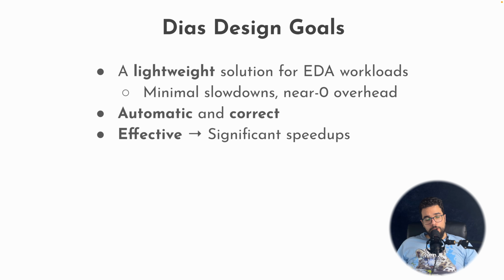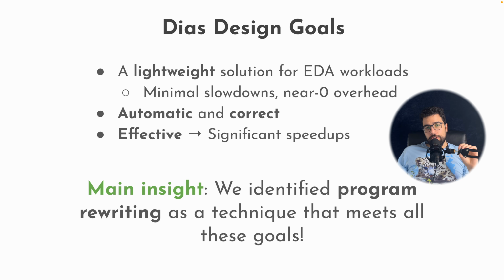So back here at my trusty slides, I have the DAS design goals again, and I would say that with these examples, we have achieved the goals. So we have a lightweight solution, it's near zero overhead, it is automatic and correct, we don't have to do anything except import it, and it just preserves the correctness of the code. And it's also effective, so it can give significant speedups. Now, the main question is, how does DAS do that? Our main insight is that we identified program rewriting as a technique that meets all of these goals.